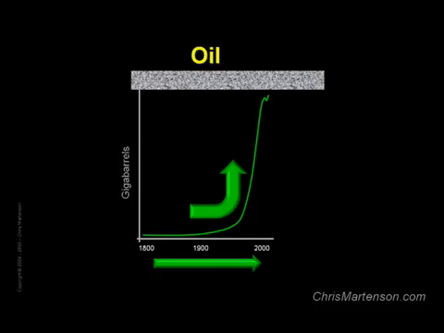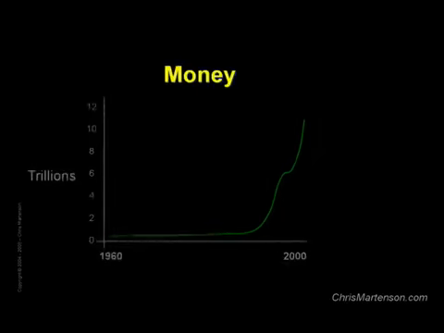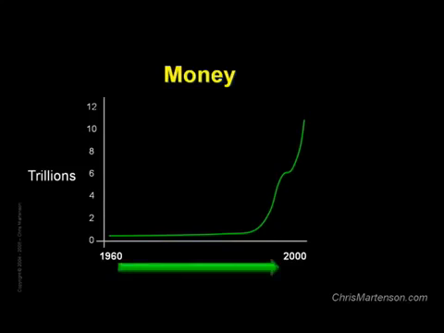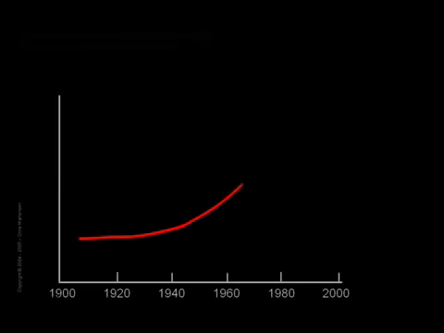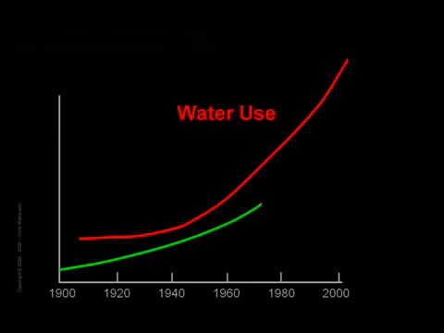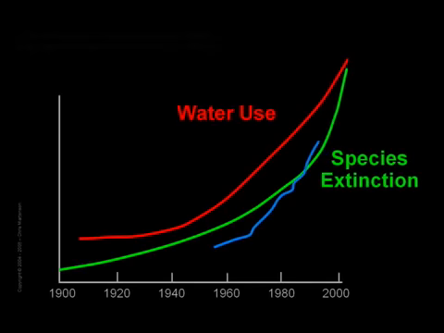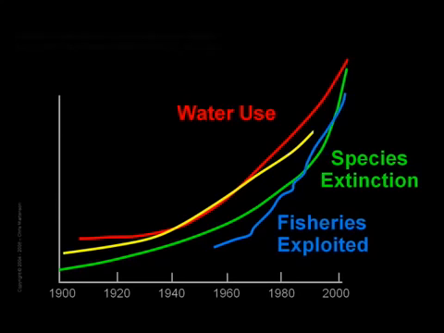And here's the US money supply, which has been compounding at incredible rates ranging between 5 and 18% per year. So this chart only needs to be a few decades long to see this hockey stick effect. And here's worldwide water use, species extinction, fisheries exploited, and forest cover lost. Each one of these is a finite resource, as are many other critical resources, and quite a few are approaching their limits.